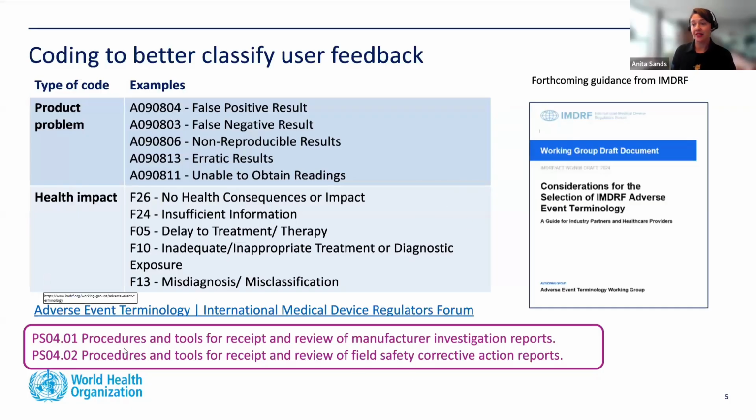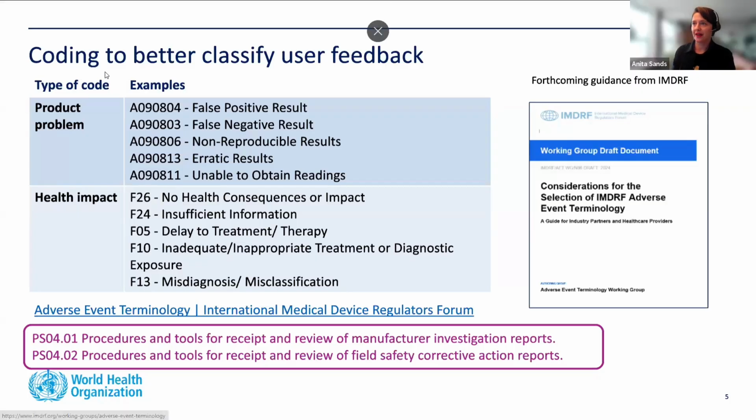You can see here in purple, there are 2 sub-indicators related to this around procedures and tools for the receipt of manufacturer investigation and incident reports, and also the receipt of field safety corrective action reports, the so-called recall, for when you need to do something.